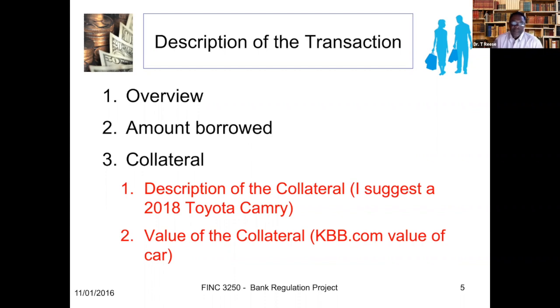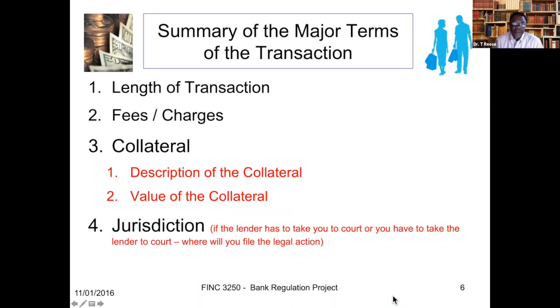So now again, when you enter this information in, you're going to change the color of the font from red to black. I put this in red here so you know this is information you need to enter. So now you're going to provide a summary of the major terms of the transaction, the length of the transactions, fees to be charged, collateral, description of the collateral, value of the collateral.